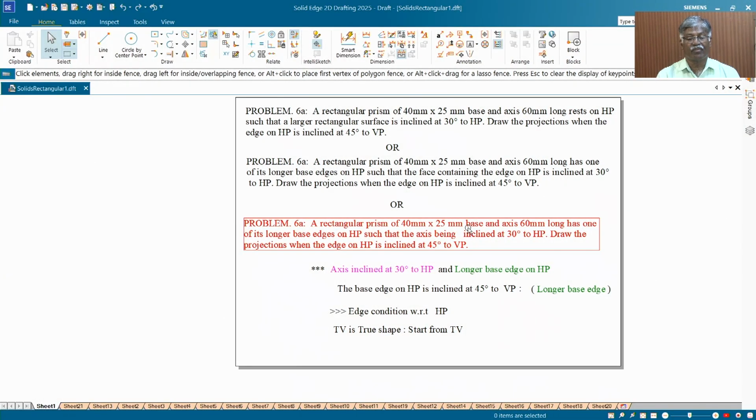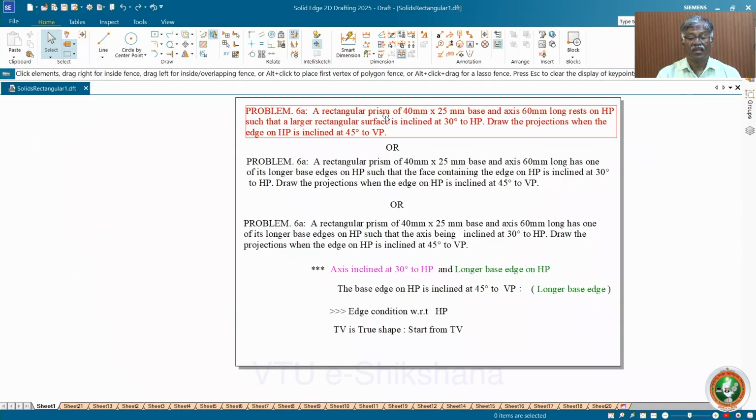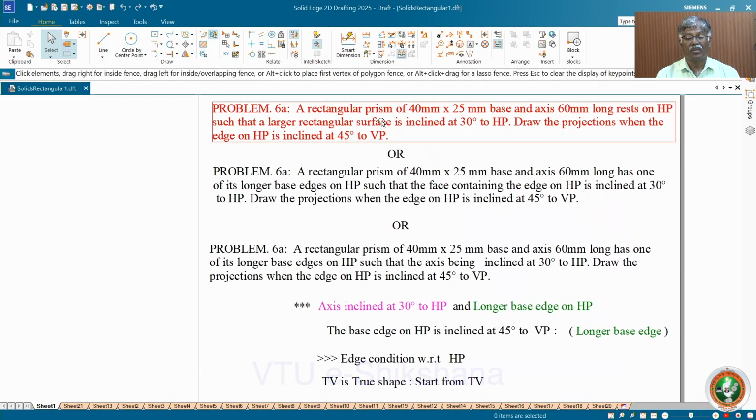Let me take a problem on rectangular prism which I already discussed. There are 3 versions of the problem. All are giving the same question type. First, let me take the general question. A rectangular prism of 40 mm by 25 mm base and axis 60 mm long rests on HP, says that the longer rectangular surface is inclined at 30 degree to HP. Larger rectangular surface is inclined at 30 degree to HP. Draw the projections when the edge on HP is inclined at 40.